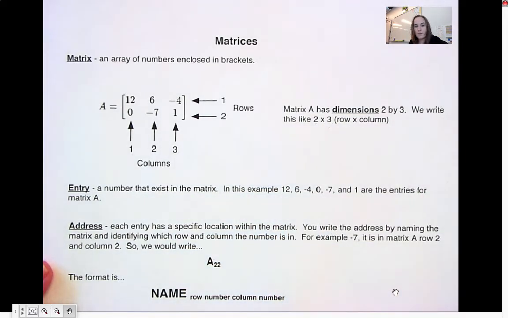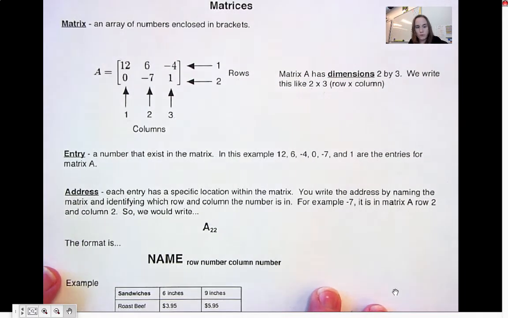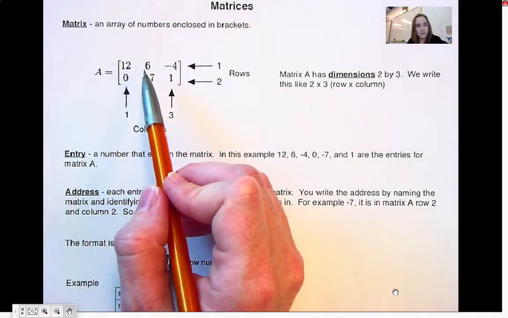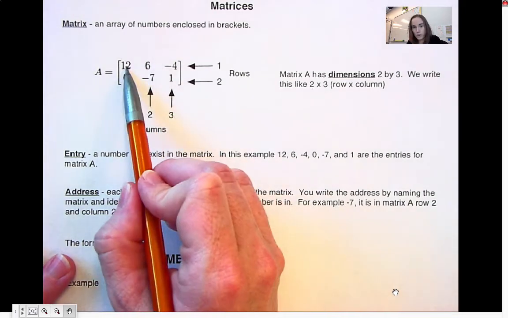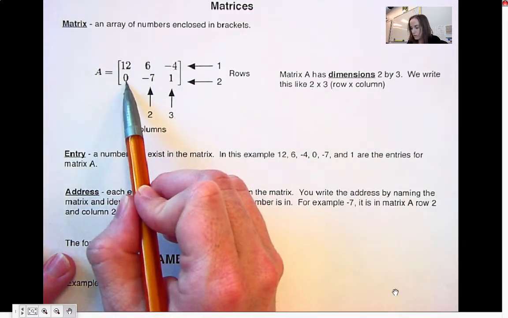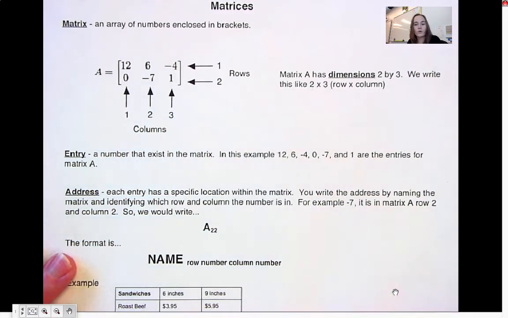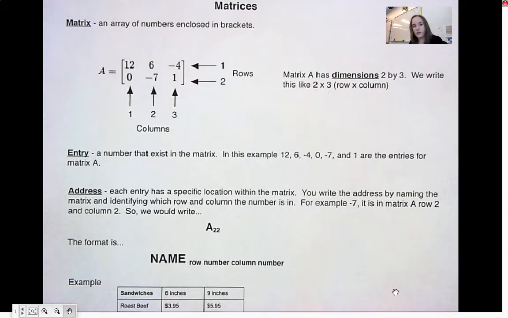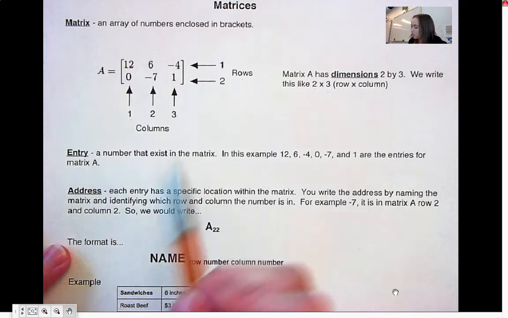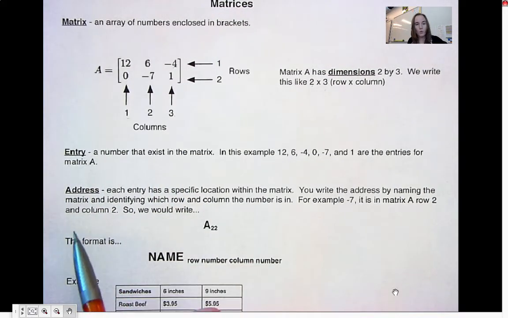Okay? The other thing you want to know is, what is an entry? An entry is just a number that exists in the matrix. So 12 is an entry, 6 is an entry, -4, 0, -7, and 1. Those are all the entries for matrix A. Each of those entries has a specific location or an address, and you can tell someone which number you're talking about by giving the address.